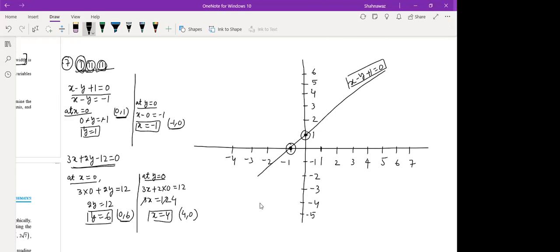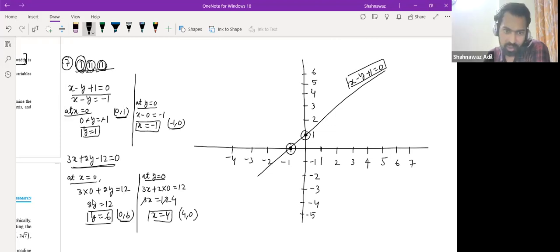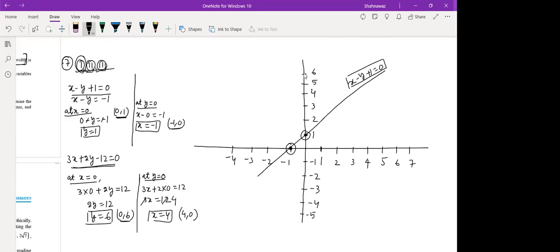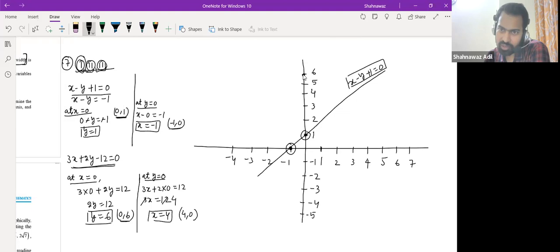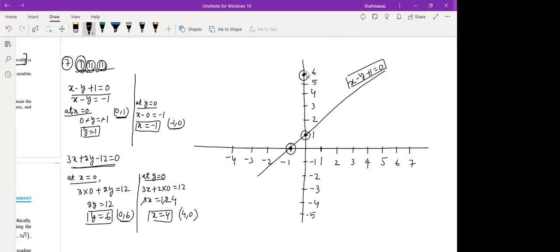And let us draw the second line. Okay, so second line is 0, 6. So 0 and 6 is where? In the upward, right? So this is an intersecting line. So 0, 6 is here. And 4, 0 is where? So 4 is there and 0 is there. So 4, 0 is here.